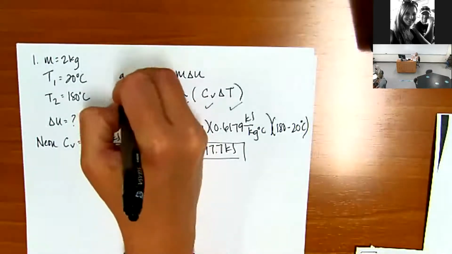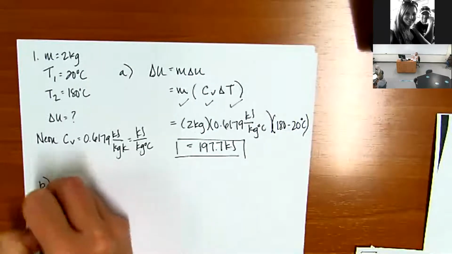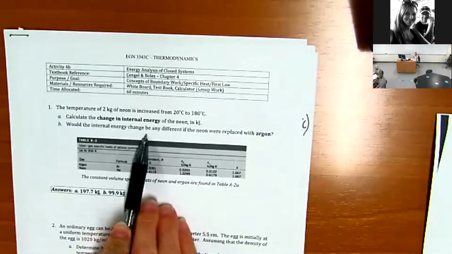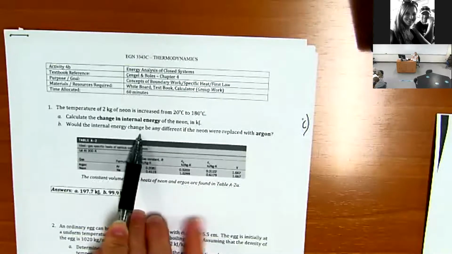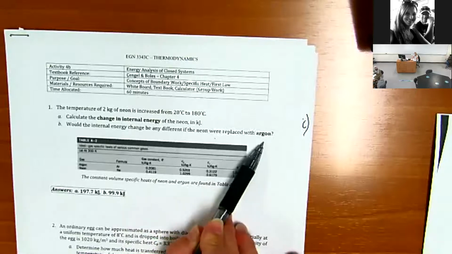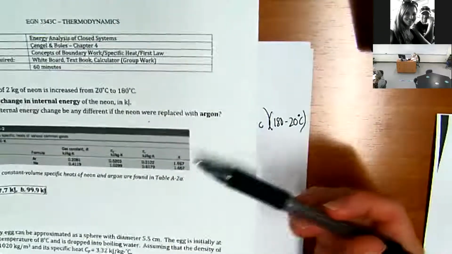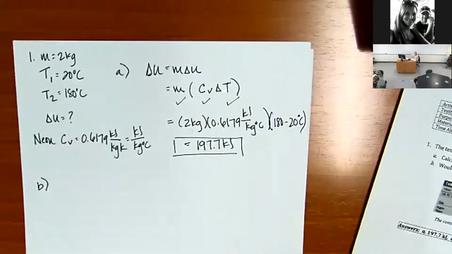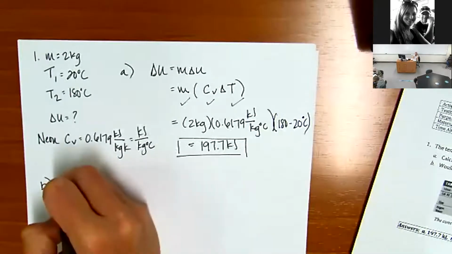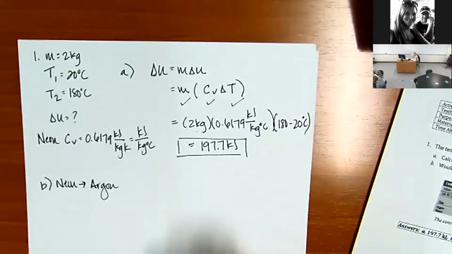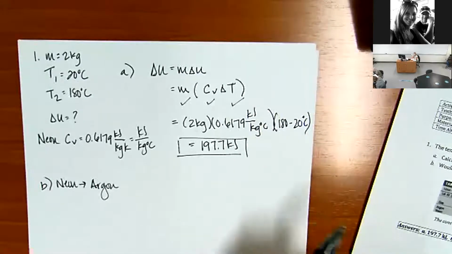All right, so here's part A, and then part B. From part A, would the internal energy change be any different if the neon was replaced with argon? While you could have just looked at your C sub V value and said yes, you should definitely work it out. So if the neon was replaced with argon, would this change in internal energy value be the same?